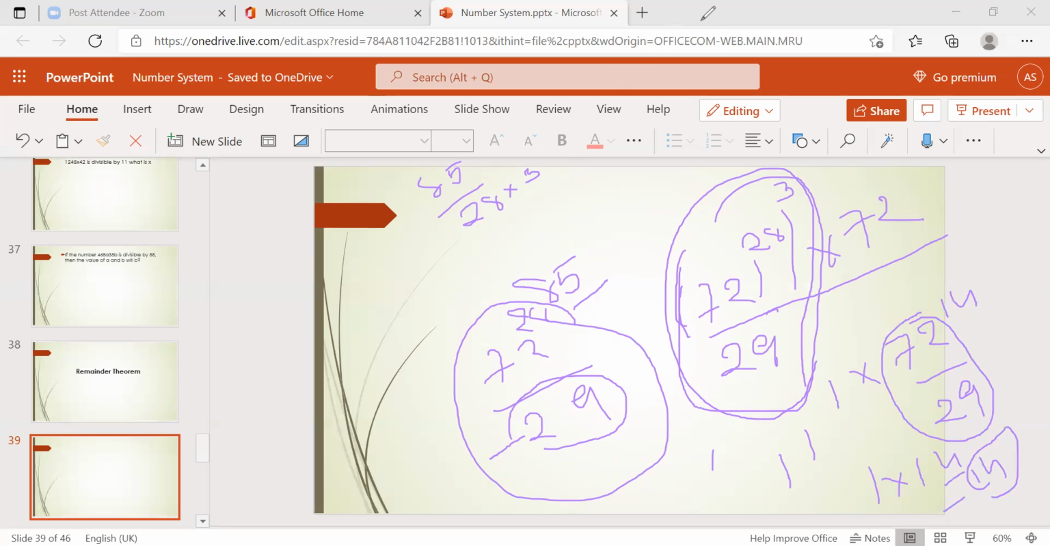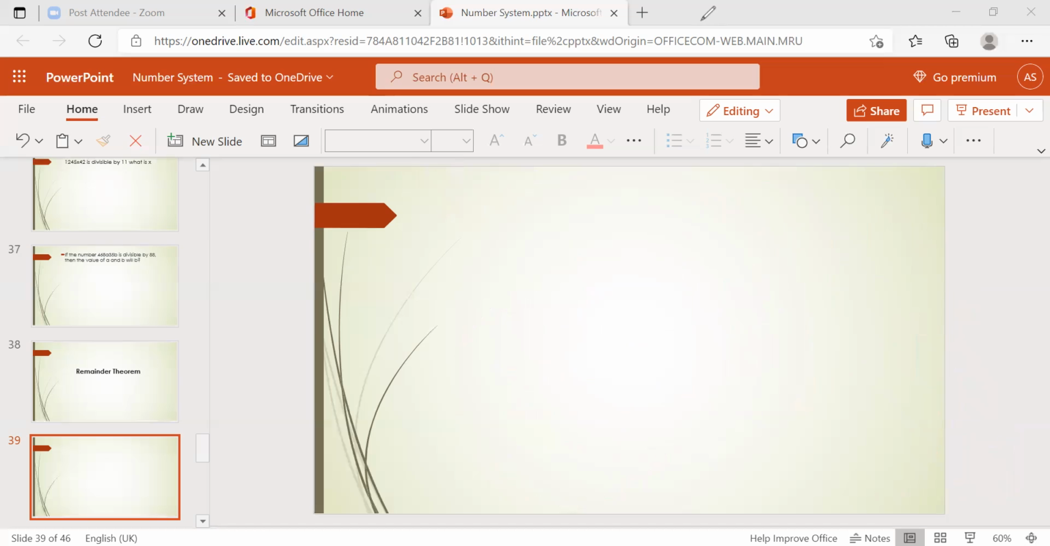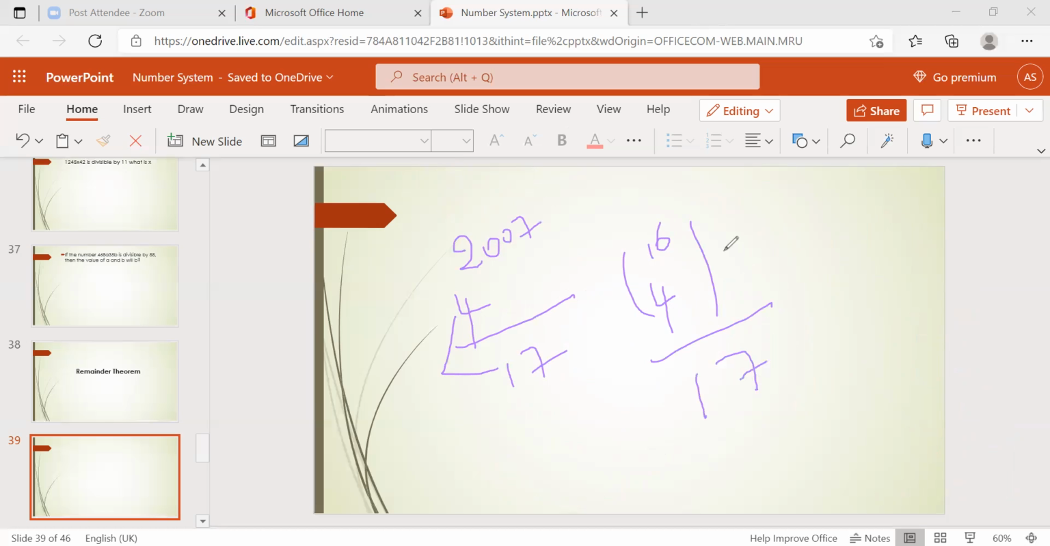Now the same example, we'll see some more examples under this one. 4 power 2007 by 17. What do we need? 17 is a prime number, these two are co-primes. First thing, we need 4 power 16 by 17. If it is like this, this will give the remainder 1, right? So just divide 2007 by 16, then we'll get 125, and the remainder is 4 power 7, right?